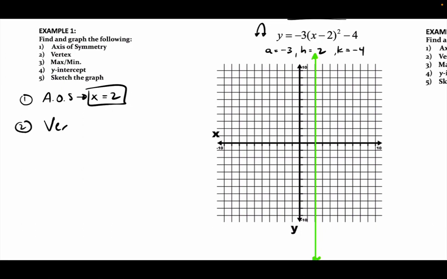Vertex. We know it's going to be on the green line, but exactly where? So let's go to our directions. The vertex is always H, comma K. H is 2, K is -4. So that's our vertex. 2, -4. Let's go make a dot.